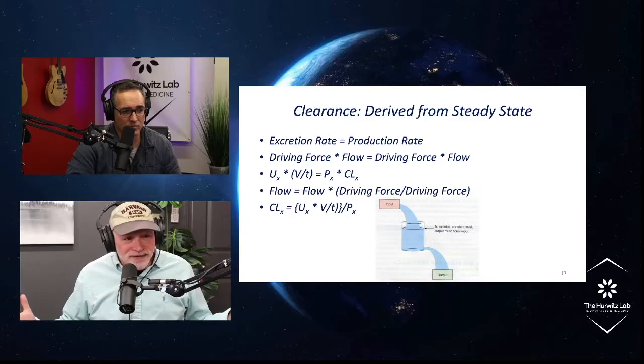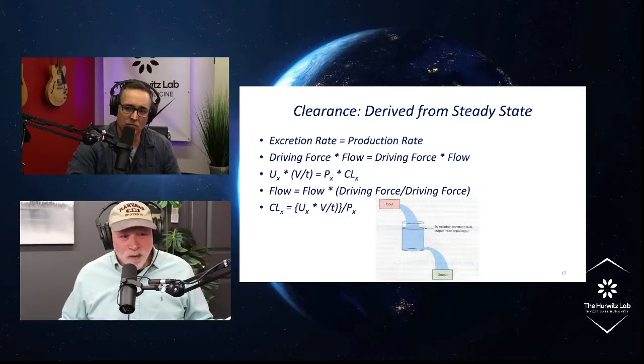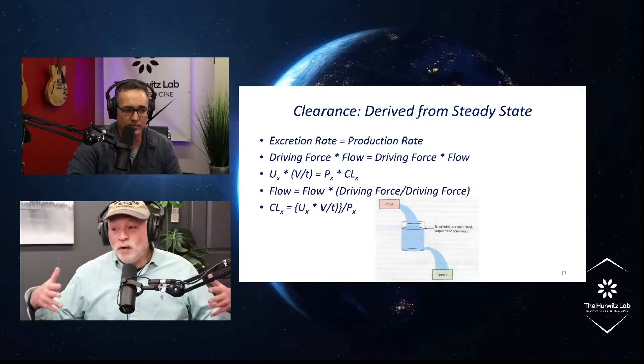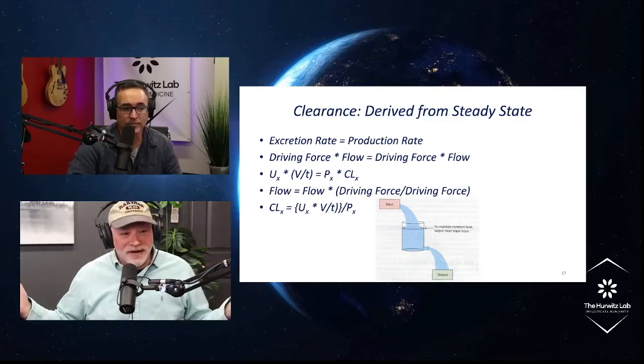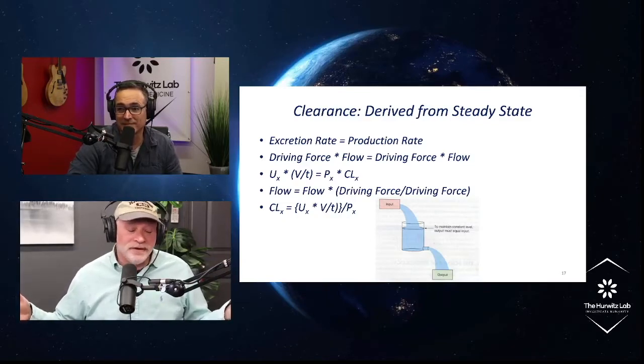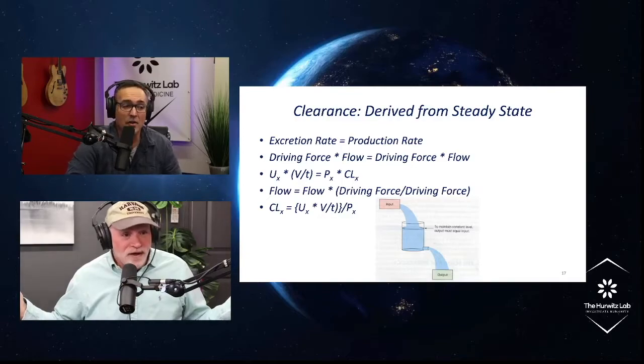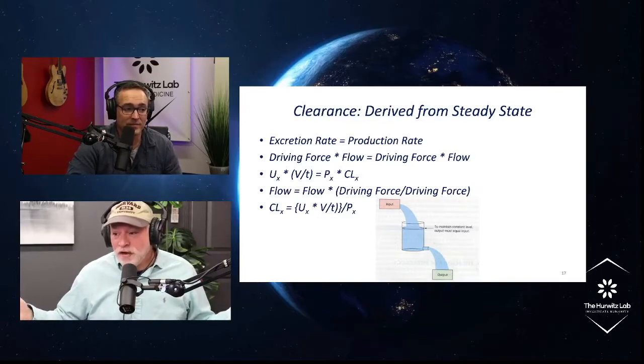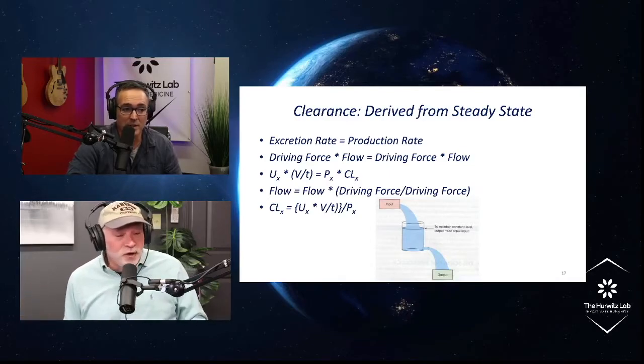So here's where clearance came from. Clearance came from the fact that we had the urine concentration of something, we had the urine flow rate, and we had the blood concentration of something. We said, okay, what does the other side need to make this equation work? And the answer was, it needs a flow rate, and the flow rate is called the clearance. So by solving for clearance, you get the classic equation that people say, UV over P.